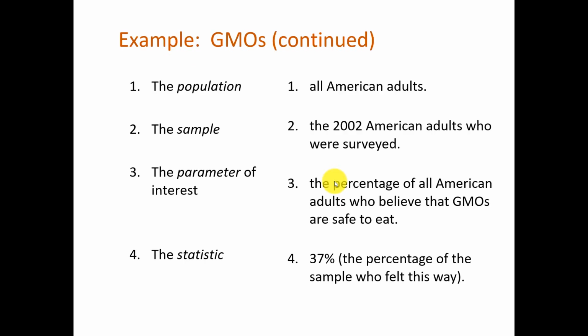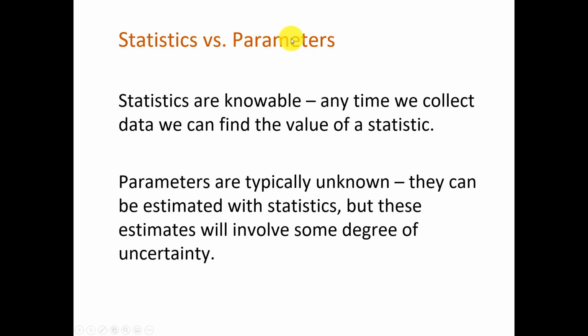And this is just the slide detailing what I just said before. So statistics versus parameters. I mentioned this before. Statistics are knowable. Anytime we collect data, we can find the value of a statistic, while the parameters are typically unknown because they can be estimated with these statistics, but these estimates will involve some degree of uncertainty.